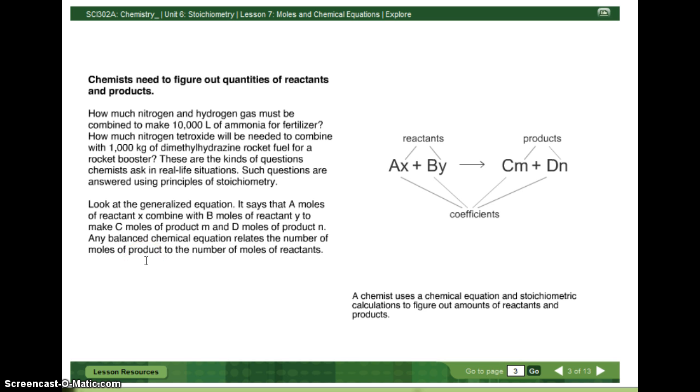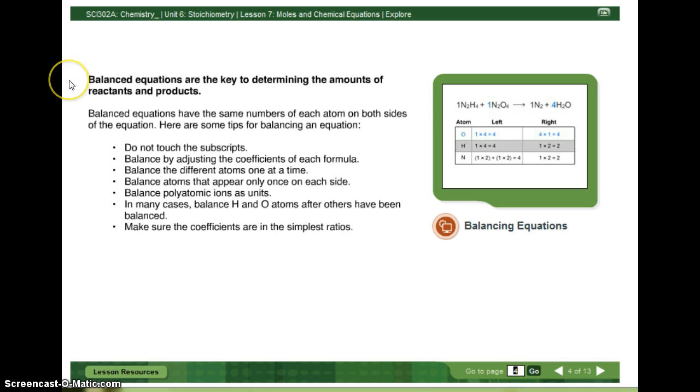Any balanced chemical equation relates the number of moles of product to the number of moles of reactants. A chemist uses a chemical equation and stoichiometric calculations to figure out amounts of reactants and products. Balanced equations are the key to determining the amounts of reactants and products. Balanced equations have the same numbers of each atom on both sides of the equation. So if there's 5 hydrogens on the left, there's 5 hydrogens on the right.